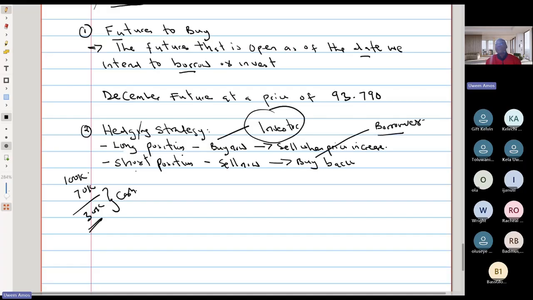So that's generally the strategy that investors play when the market is going down and down and down. And borrowers want interest rate to keep going down. So they take a short position. So back to our question, Mr. Bighard is a borrower. So clearly, because he's a borrower, he wants interest rate to go down. So what strategy will he take? Mr. Bighard will adopt what? A short position.